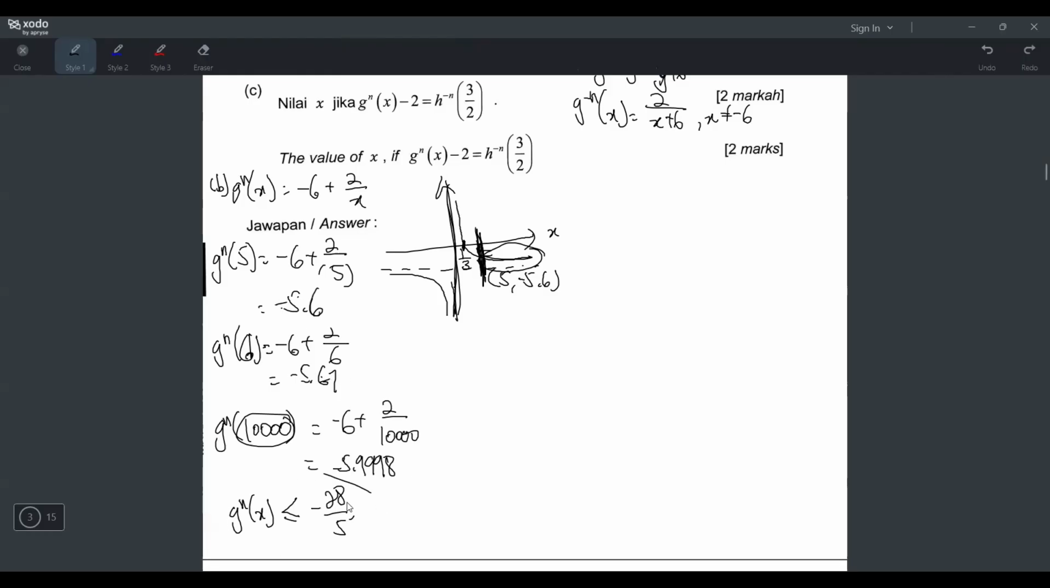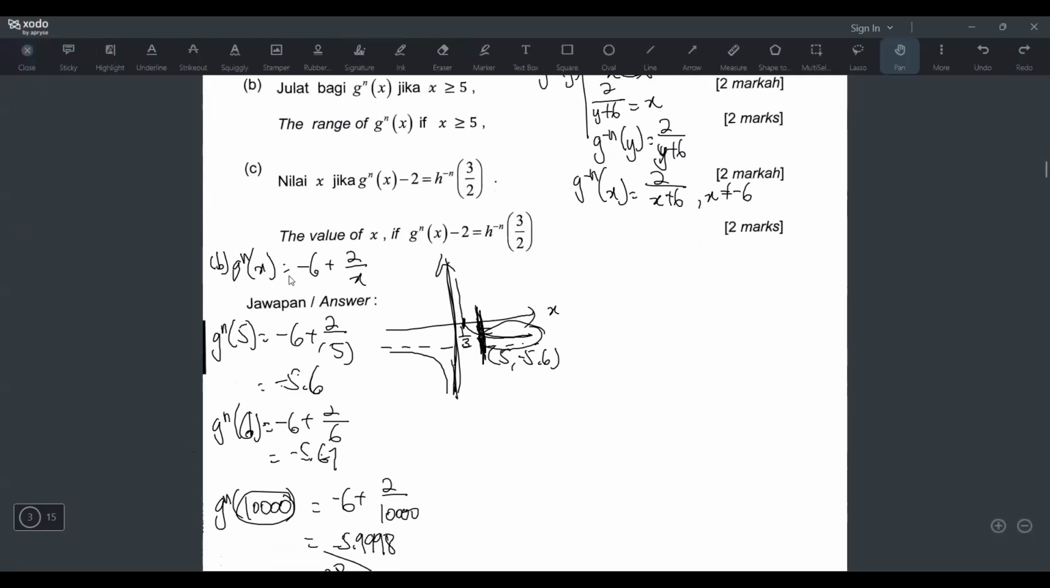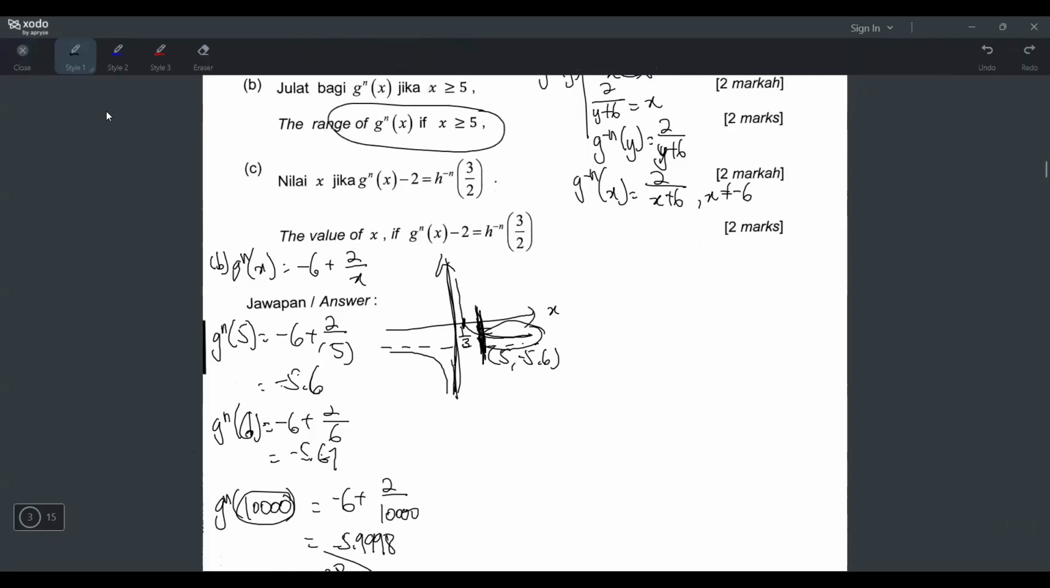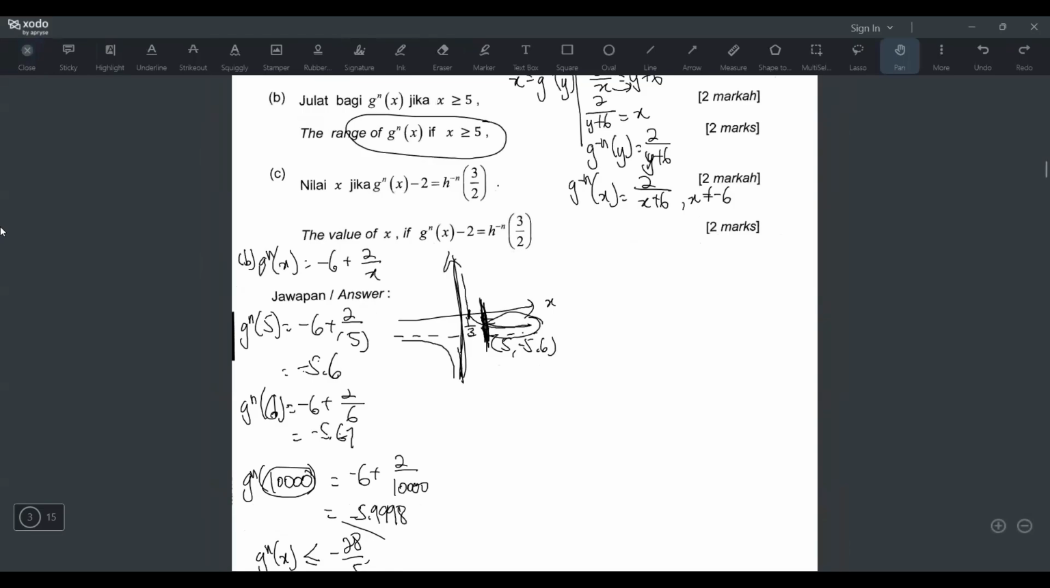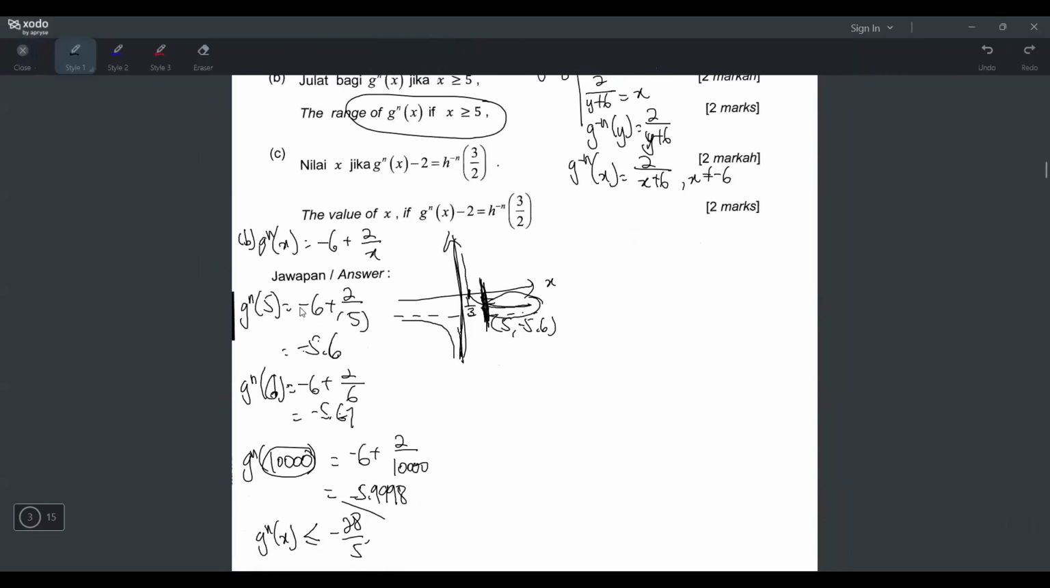And let me prove to you using another way that this is the correct answer. I will prove to you using the question. So let's try to do it in reverse. So g power nx is this, right? And let's take this whole thing, negative 6 plus 2 over x, less than or equals negative 28 over 5. It means I try to do it in reverse and see whether I get back x bigger than or equal to 5 or not. And you will really get back.